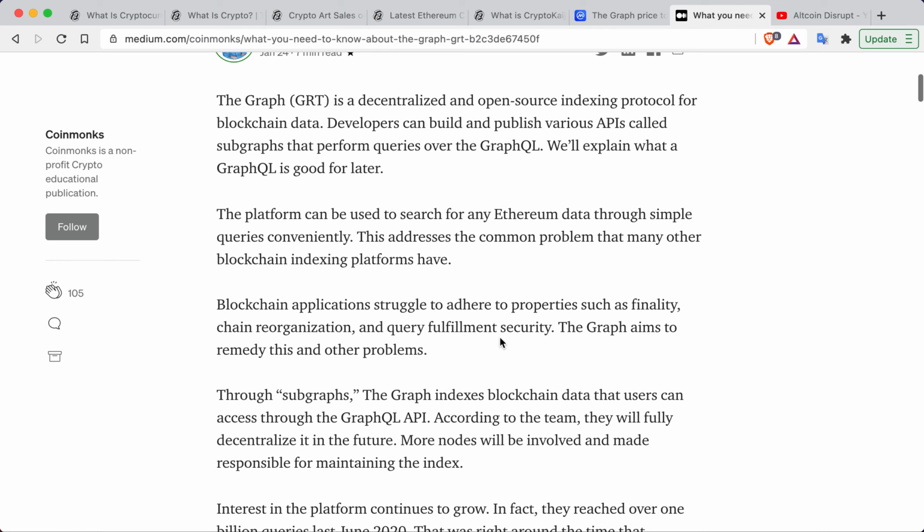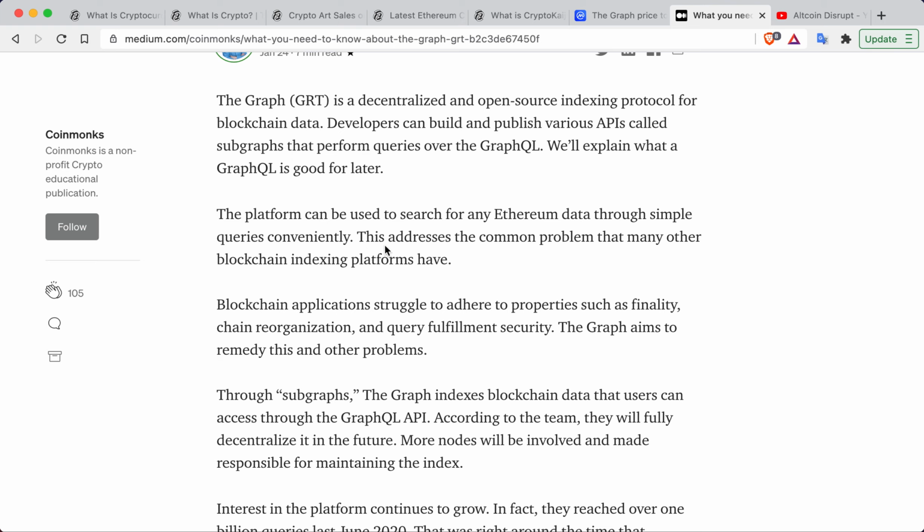So, the graph is a decentralized and open source indexing protocol for blockchain data. Developers can build and publish various APIs called subgraphs that perform queries over GraphQL. We'll explain what GraphQL is and what it's good for later. We'll go through that because apparently this article has that information. The platform can be used to search for any Ethereum data through simple queries conveniently.